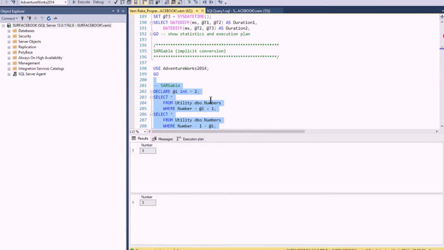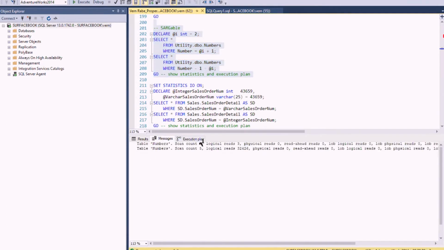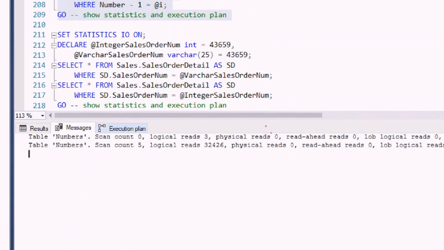So this one is where I executed. The first one is sargeable, the second one isn't. They have the same answer. Look at the statistics. Exact same logical query. Look at the difference in the I/O. Huge, huge difference. Can you see that in the back?